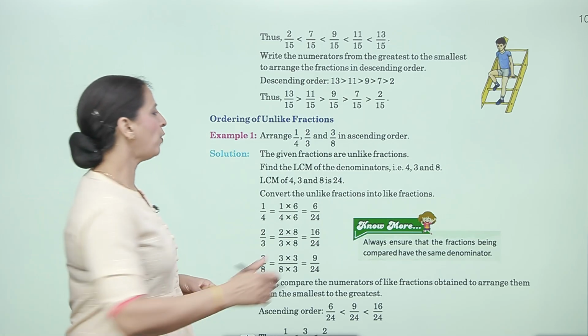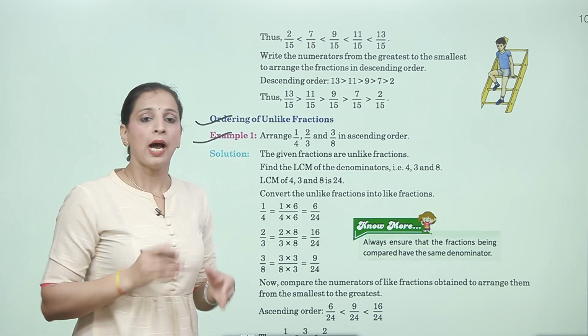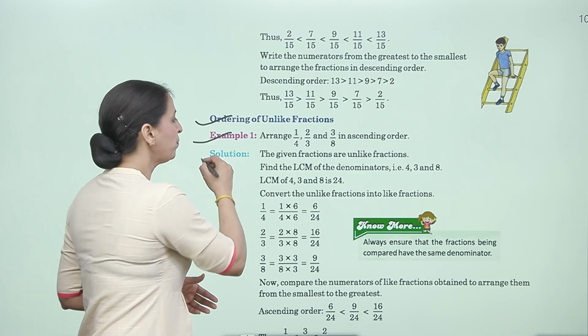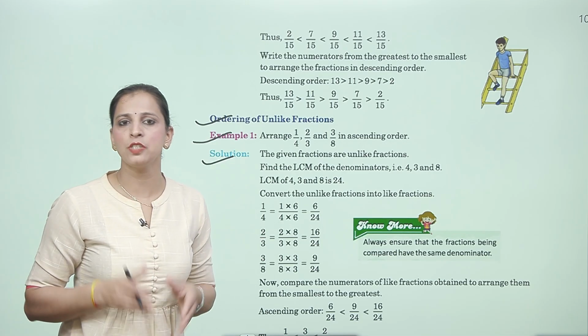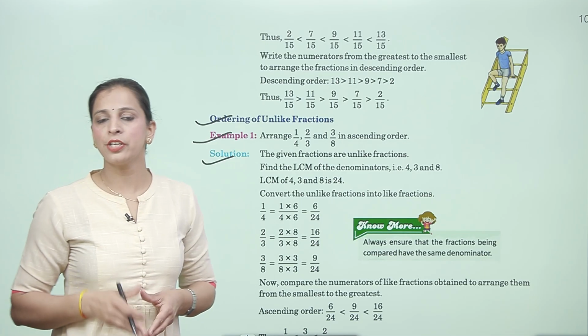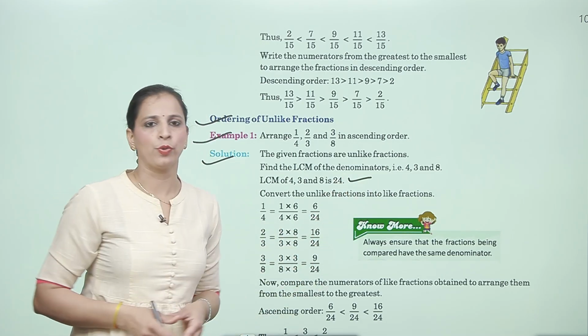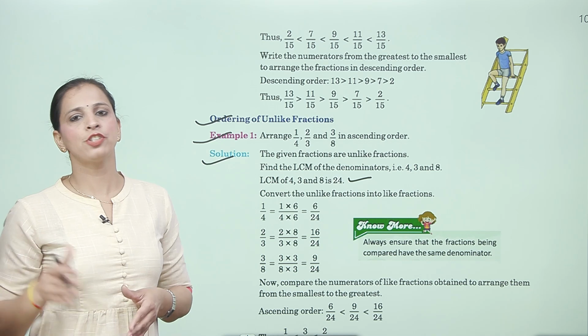Now ordering of unlike fractions. Now example 1, arrange 1 by 4, 2 by 3 and 3 by 8 in ascending order. Solution, the given fractions are unlike fractions. Find the LCM of their denominators, that is 4, 3 and 8. LCM of 4, 3 and 8 is 24. Now convert the unlike fractions into like fractions.